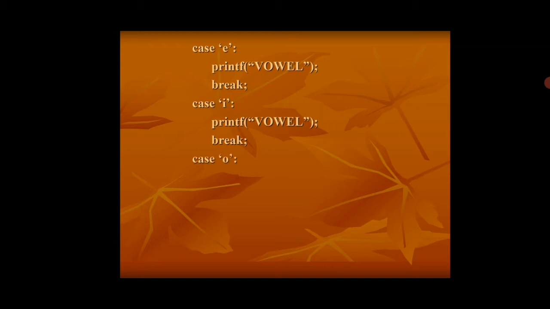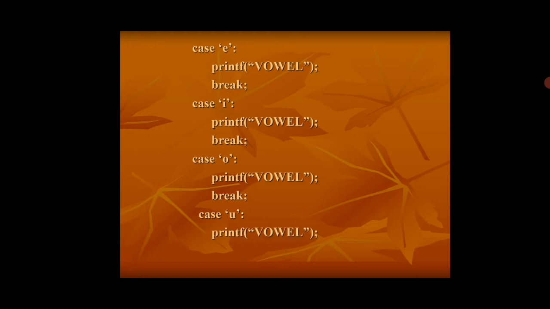The case label is O. Here we are taking the case labels as characters. That's why we have to include them in single quotes. Next one, if the given character is O, it prints vowel. Next, break. And the next case is U. If the given character is U, it prints vowel.